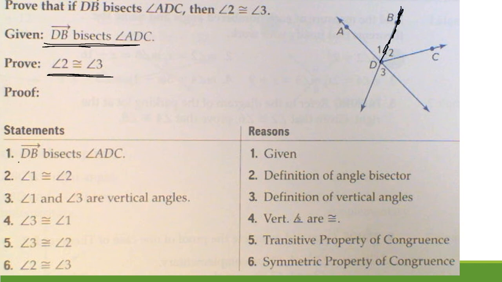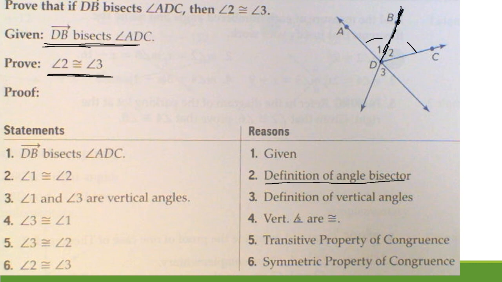They say, okay, this is our given. Well, because of the bisector, I know that these two halves are going to be equal. Angle 1 and angle 2 are going to match up because they're both halves that have been bisected. So angle 1 is congruent to angle 2 because that's what a bisector does. Definition of angle bisector, just like we say definition of midpoint. A midpoint cuts a segment in half. A bisector cuts an angle in half. So definition of angle bisector gets these two halves to be equal.